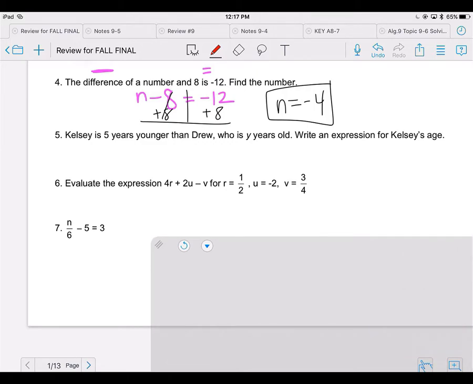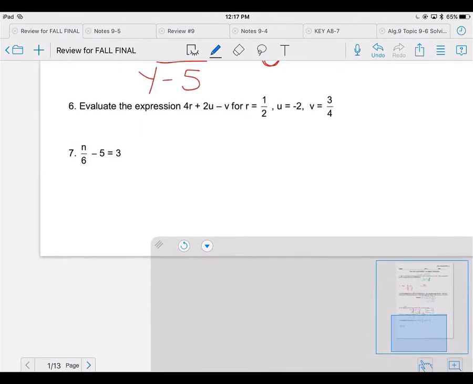Kelsey is 5 years younger than Drew, who is Y years old. Write an expression for Kelsey's age. So Kelsey is 5 years younger or less than Drew, and Drew is represented with Y. So Drew minus 5 would equal Kelsey. They did ask for an expression, so we leave it without any equal signs or K or anything like that.